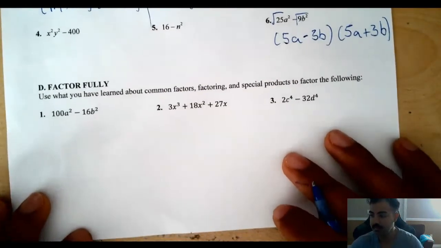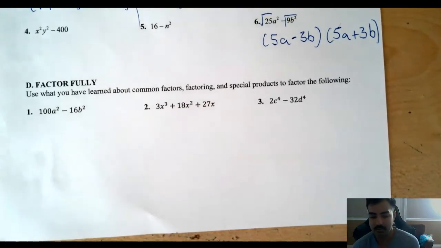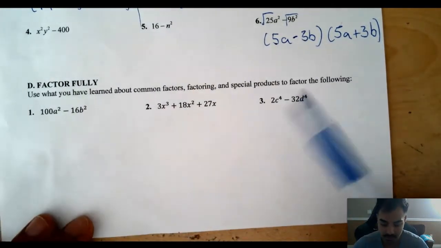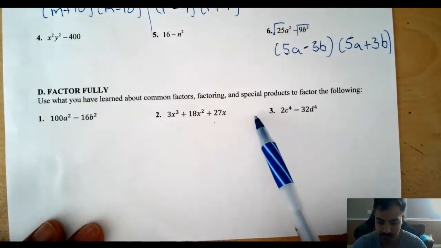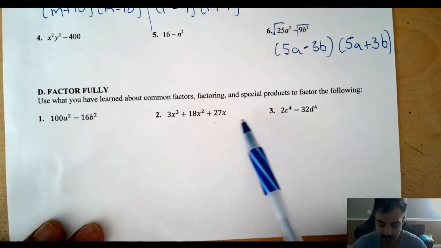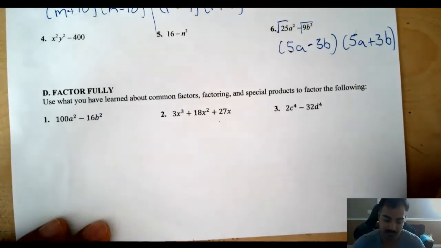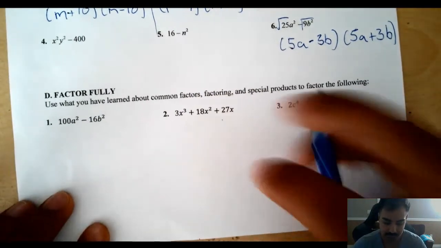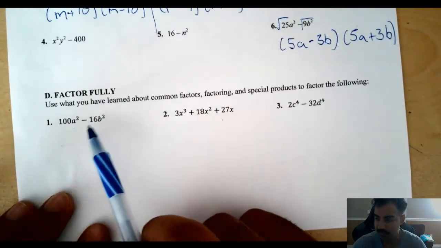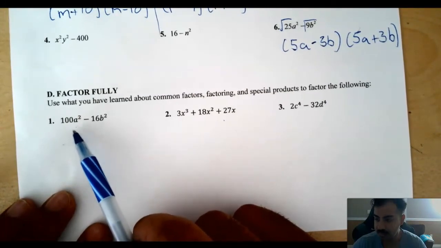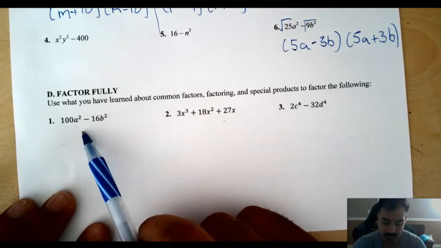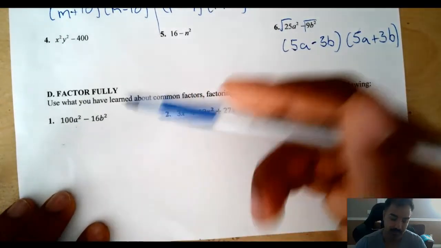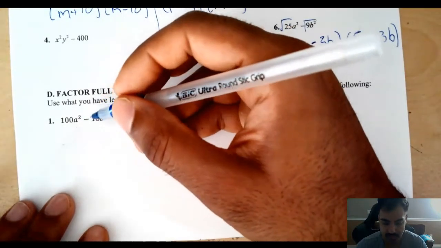Let's just do this section here now, last part, and then we're done. I think that's it for chapter 4. Factor fully. Use what you've learned about common factors, factoring, and special products for the following. We'll do all 3 of these questions because this is the trickier part. Right off the bat, I can say, hey, perfect squares, right? But to make your life easier, even before you do the perfect squares or difference of squares, you need to simplify. So I'm going to simplify this by taking out a common factor.